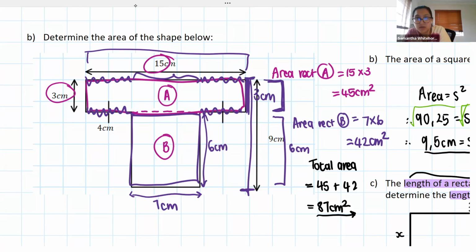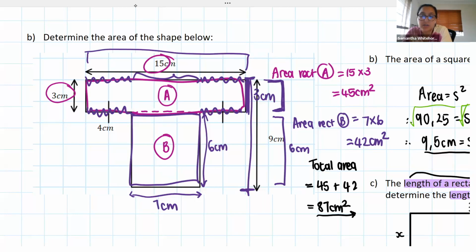Try and minimize the number of shapes, like I say, so don't create 20 small, tiny little shapes that you now have to work out the individual areas of. Try and keep it as minimal shapes as possible. But if you divided it up differently, you will still get the same answer. All right, so that is how we would do a sort of composite shape. We break it up into smaller shapes, work out the area of those smaller shapes, and add them together.